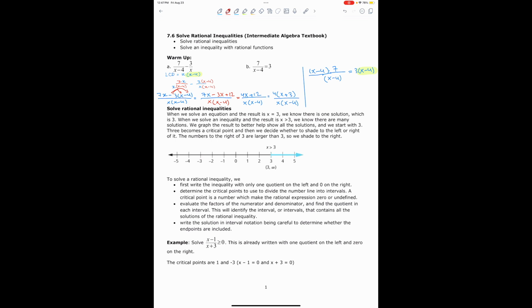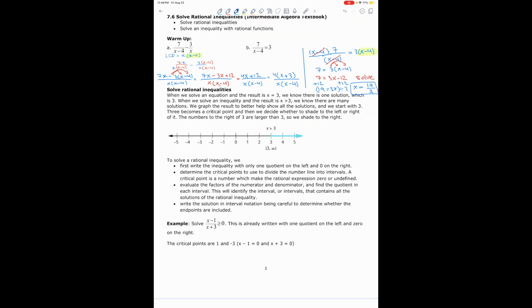Now these cancel together, and we have 7 equals 3 times x minus 4. We have to distribute the 3 inside, so we have 7 equals 3x minus 12. We solve this. We add 12 to both sides. 19 equals 3x, and then divide both sides by 3. We get x equals 19 over 3.